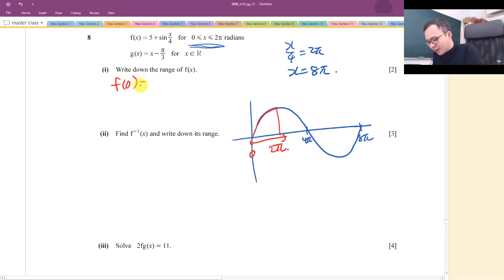You do f(0), then you get 5, and then f(2 pi), you get 5 plus sine of pi over 2, which is 1, so equals 6. So your range should be between 5 and 6. Simple.